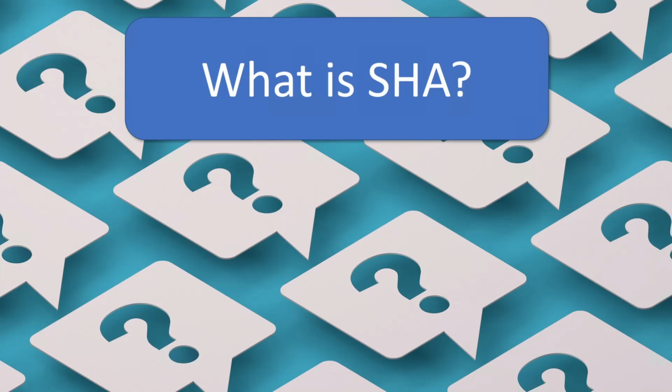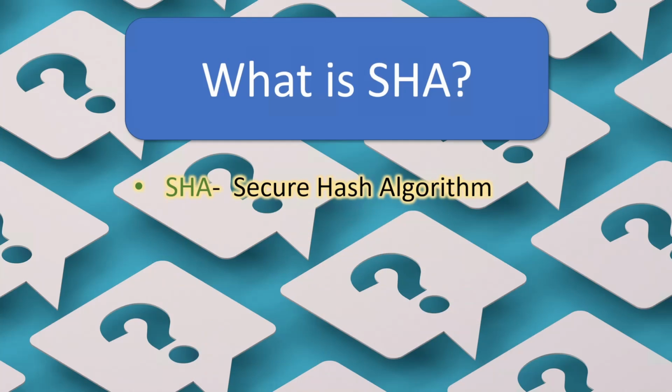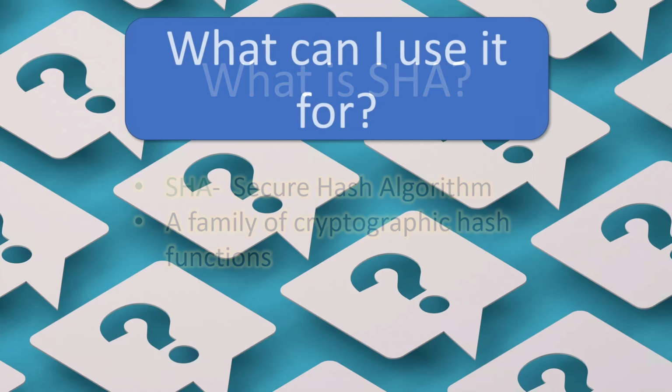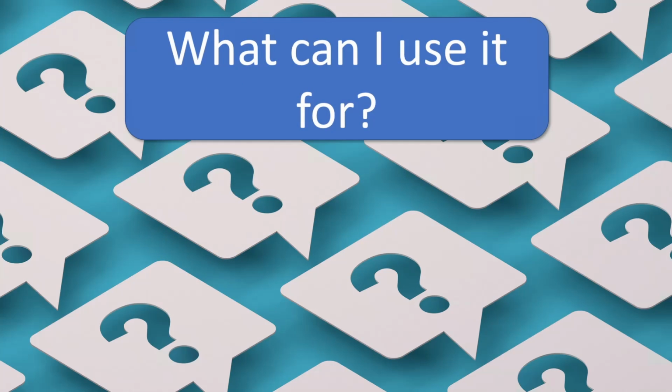So what is SHA? The secure hash algorithms are a family of cryptographic hash functions. Cryptography itself is defined as the art of writing or solving codes. So what can you use it for? Well, surprisingly, we are not going to do anything with blockchain or cryptocurrencies. We're going to use this for file identification.